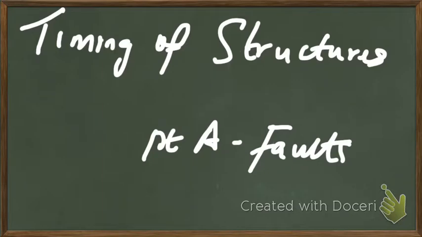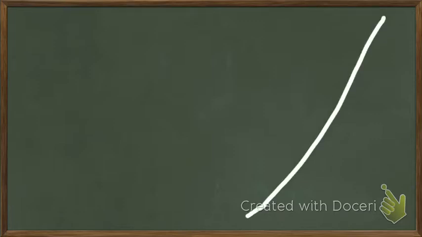I'll be talking on the timing of structures. This episode will focus on faults. So I'll be doing a brief sketch of a cross section. Supposing we have two faults.